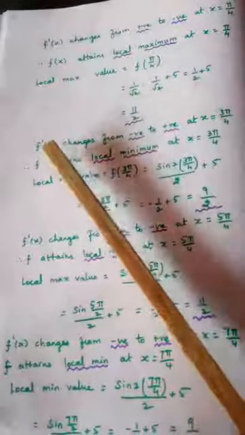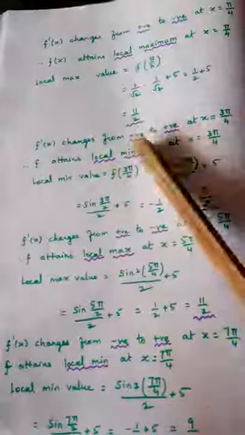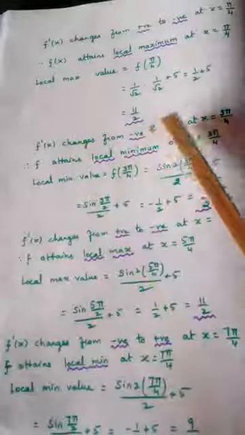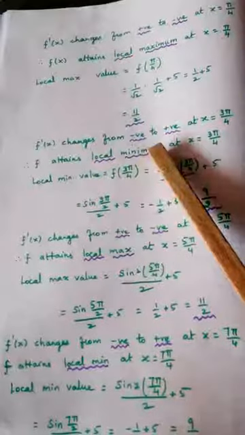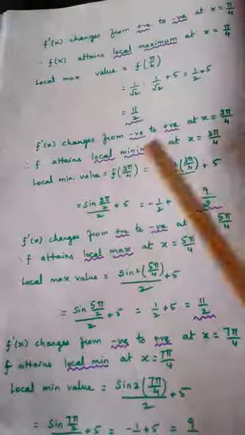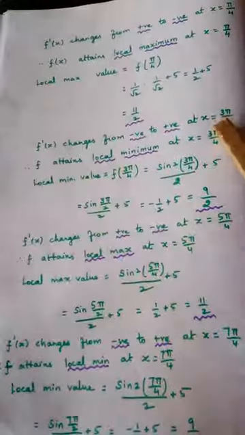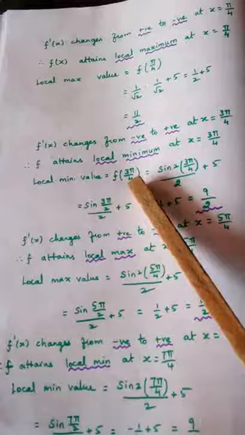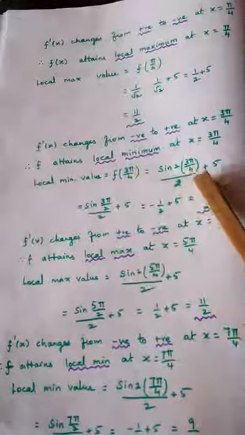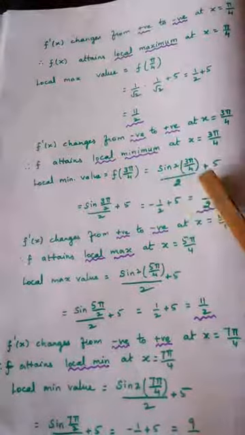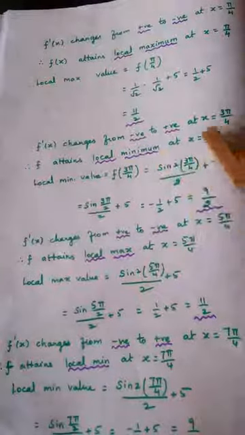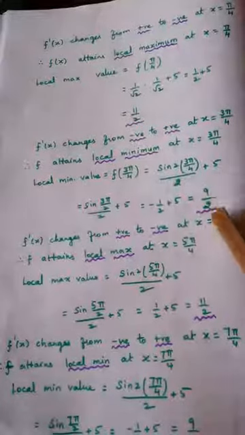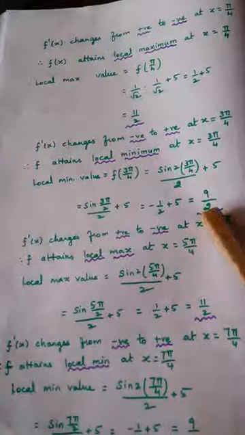But from the table, again I am writing, f dash of x changes from negative to positive at which point? 3 pi by 4. So negative to positive means f attains local minimum at this point. So local minimum value means substitute this in the function, f of 3 pi by 4. What is the function? We will take the other format, sin 2x by 2 plus 5. Simplify and find out the answer. So 9 by 2 is the local minimum value.